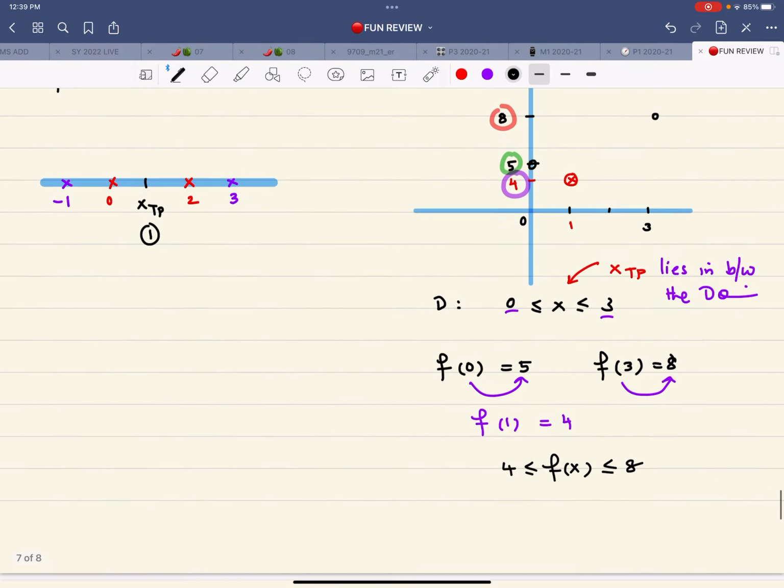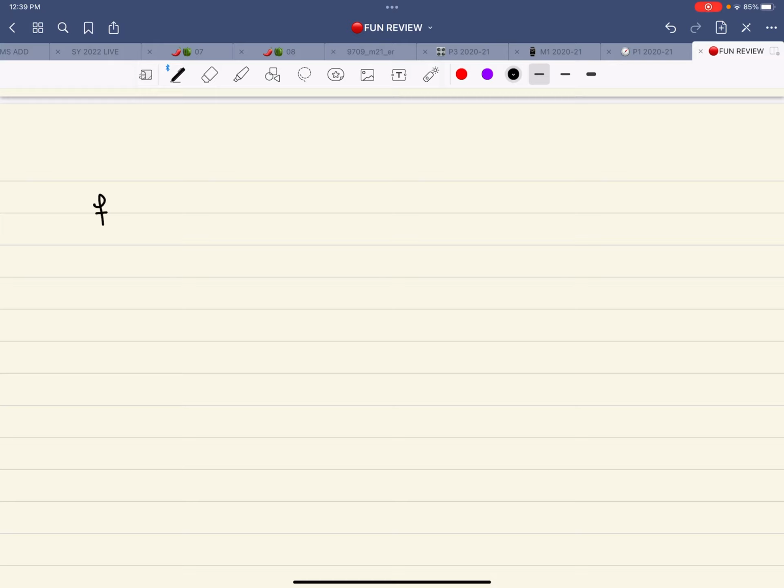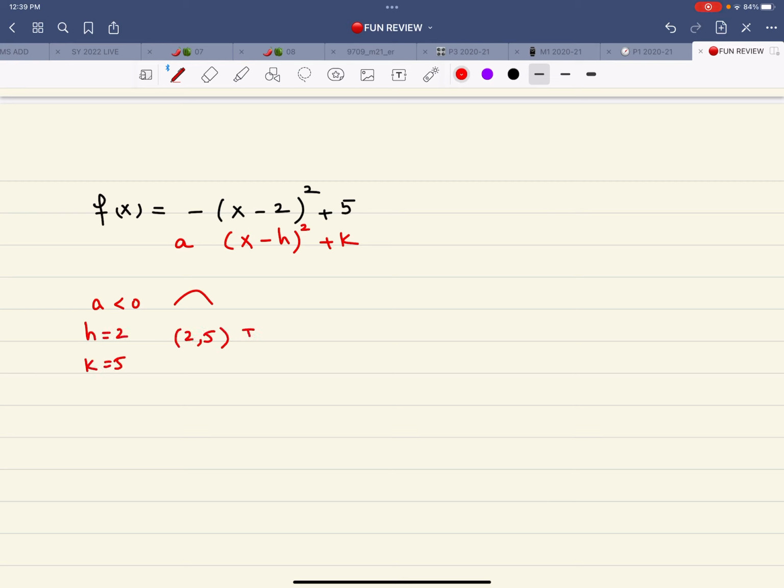Got the idea? Now the same rule applies even if I change the function. Let me choose a function. f(x) equals minus (x minus 2) whole square plus 5. This is a(x minus h) whole square plus k. a is negative, that's the shape. h is 2, k is 5. 2 comma 5 is the coordinate of the turning point, which is in fact a maximum, right?